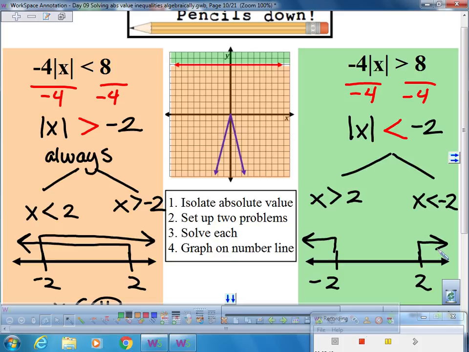Okay, so this is the one that's tricky because it's going to give you a graph, right? But we know that absolute value can never be smaller than a negative number, right? Absolute value is positive, so positive could never be smaller than negative. So this is no solution. So this is the trickier one. It's going to give us something on the graph, but you've just got to know that absolute value can never be smaller than a negative number. I think we just need practice, right?